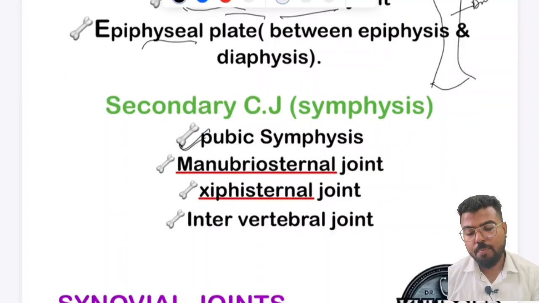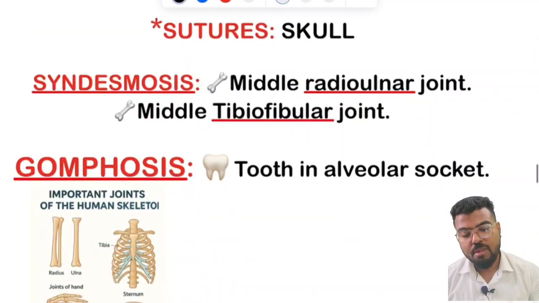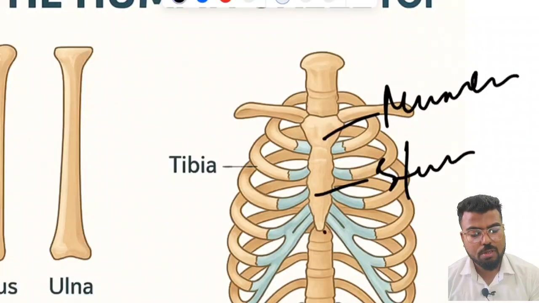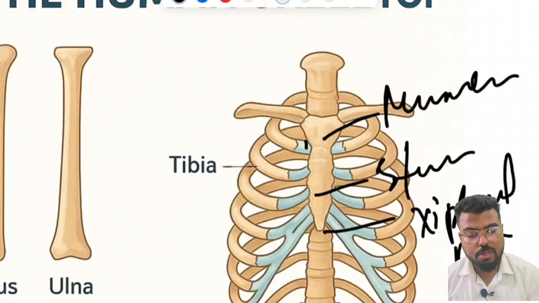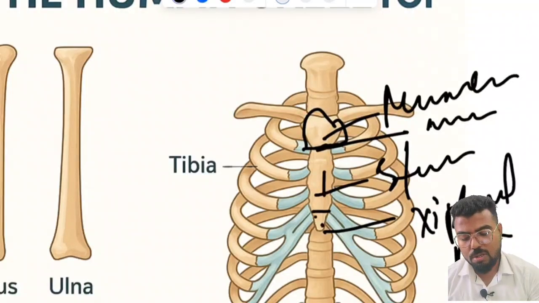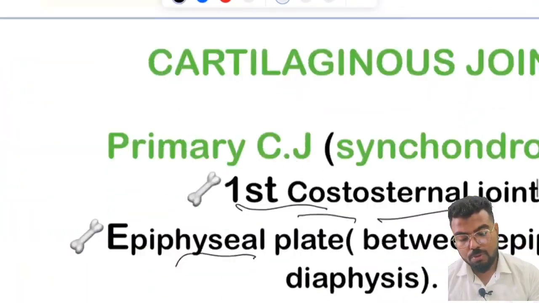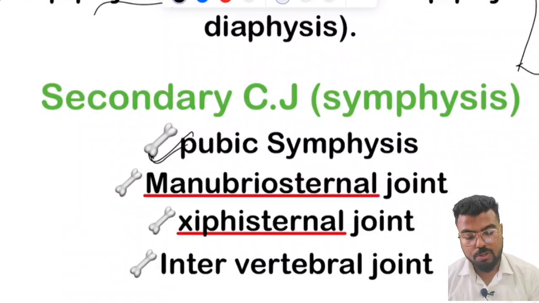Manubriosternal joint. The manubriosternal joint is between the manubrium and the sternum. This one is the manubrium. This one is the sternum. This one is the xiphoid process. So between the manubrium and sternum, this joint is called the manubriosternal joint. This one is the sternum and this one is the xiphoid process. So this one is the xiphisternal joint. Okay. So the manubriosternal joint and the xiphisternal joint.